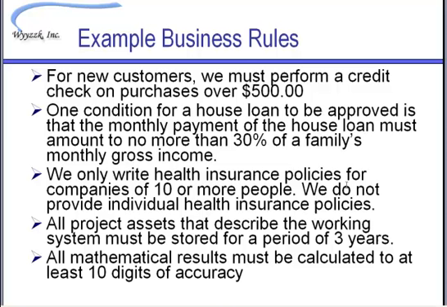All project assets that describe the working system must be stored for a period of 3 years. Another rule for a particular company. A different company could have a different rule. And here's one. All mathematical results must be calculated to at least 10 digits of accuracy. Now that one you might think, oh, that's technical. But hey, if you're a scientist, maybe you're a biologist, a chemist, and you need your results calculated to 10 digits of accuracy in order to be comfortable that you have the right answers. And so it's a scientific rule, but it is in fact a business rule. It's not a technical constraint, and we'll see in a minute what the difference is.